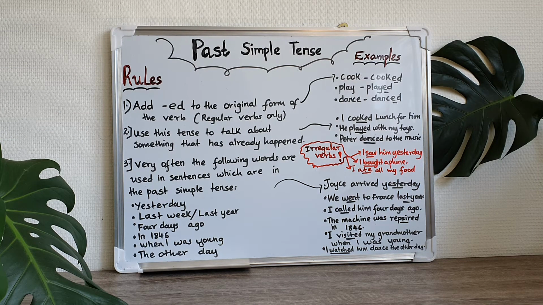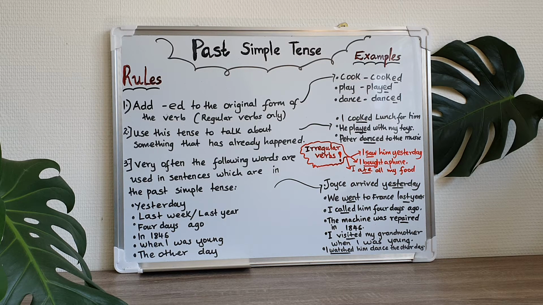You need to add ed to the original form of the verb. Remember, this rule only applies to regular verbs. Regular verbs are verbs in English which in the past simple tense change by adding ed. So if you have a regular verb and you want to change it to the past tense, you simply add ed to the end of the verb.